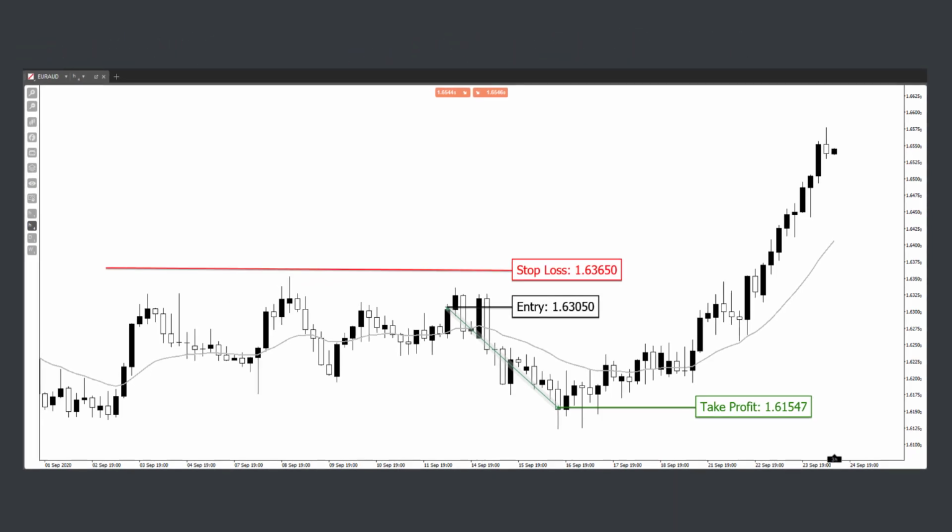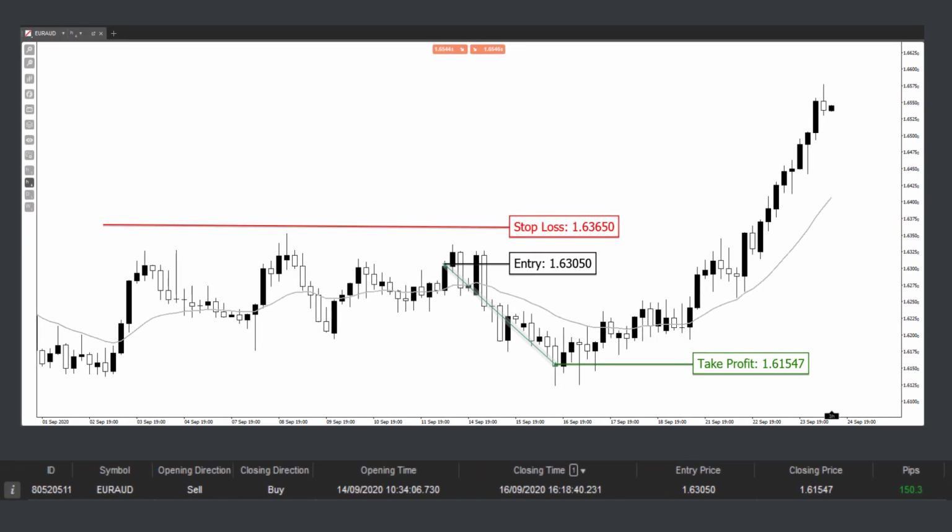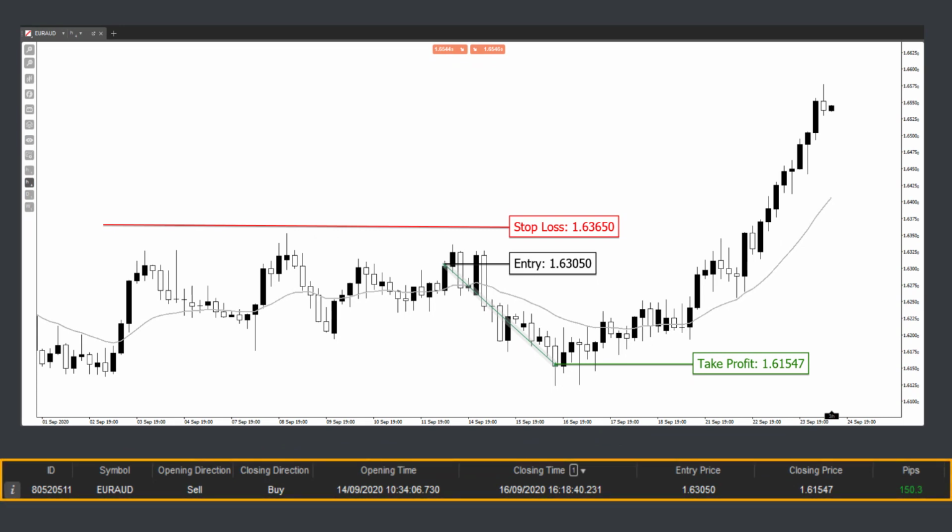And the holding time on this trade was 2.5 days, so matches really nicely with my R return on this trade, and the total return in terms of pips was 150 pips. And here you can see a screenshot of my broker platform matching with the details on the chart I just showed you. So you have the opening time here, closing time, the traded symbol, the entry price, the closing price, and the pips I made on this trade.